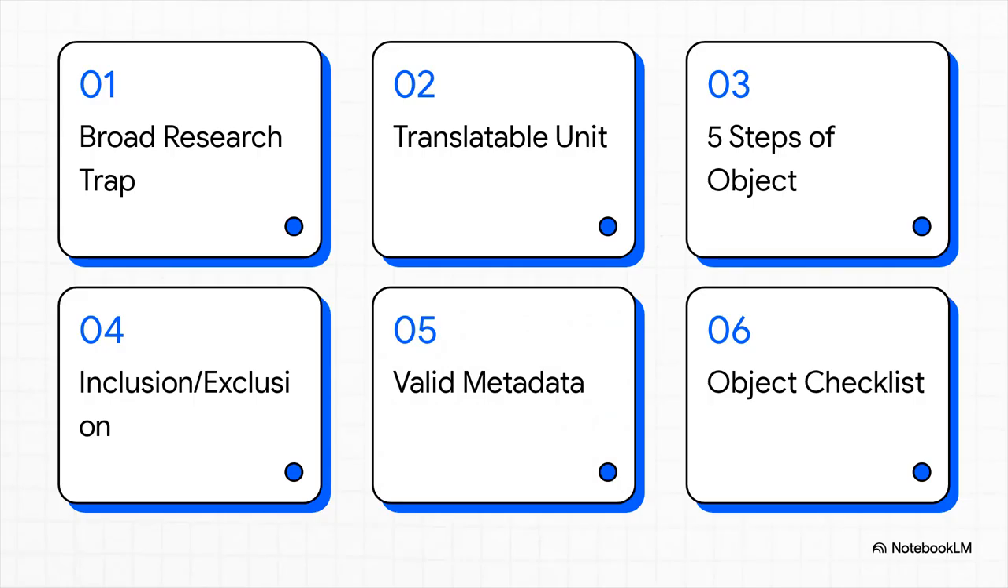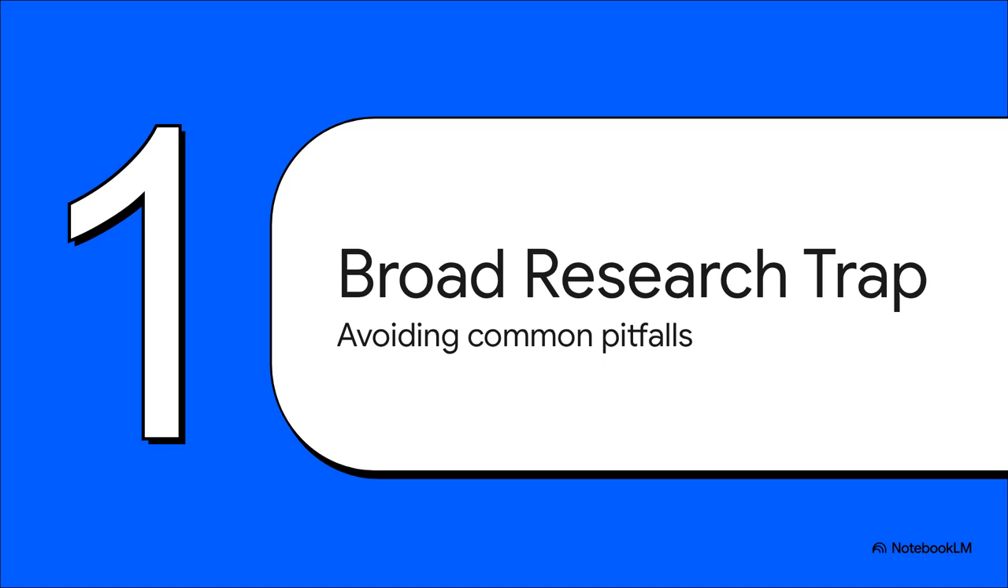Here is our 6-part roadmap to get you completely unstuck. We're covering avoiding the broad research trap, understanding the translatable unit, the 5 steps of object determination, inclusion and exclusion criteria, the secrets of valid metadata, and finally, a research object checklist. So, starting off with Section 1, avoiding the broad research trap.